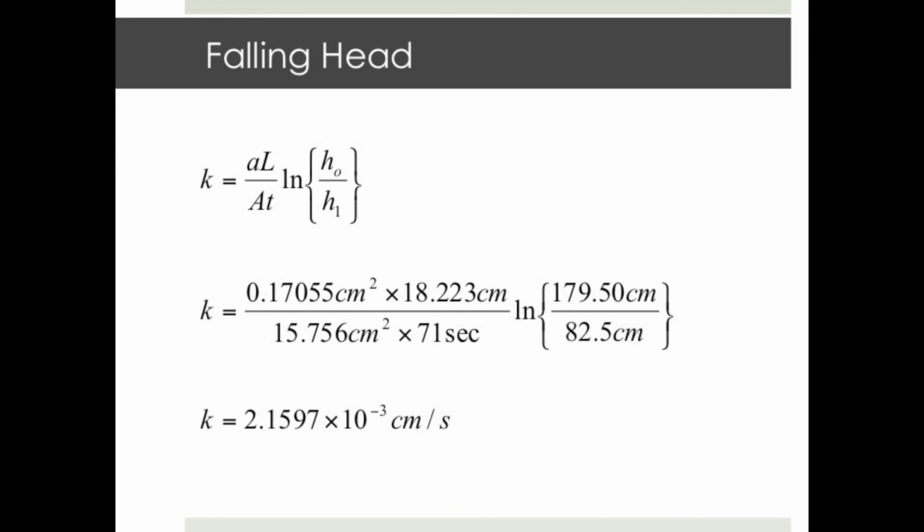Recall the coarse-grained soil yielded a K value of 0.1424 centimeters per second. The difference in K values is 2 orders of magnitude. This is typical of a fine-grained versus coarse-grained soil. This concludes the test procedures and data reduction sections for the hydraulic conductivity laboratories.